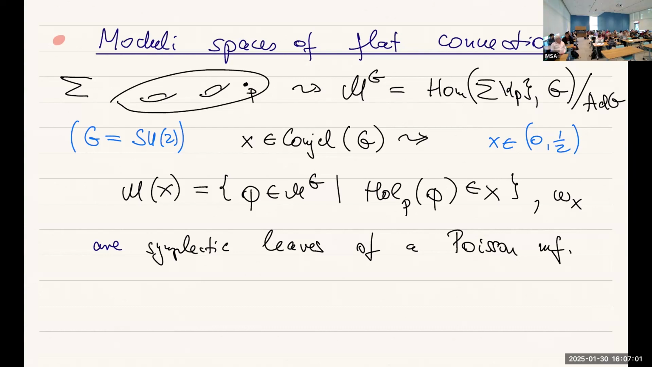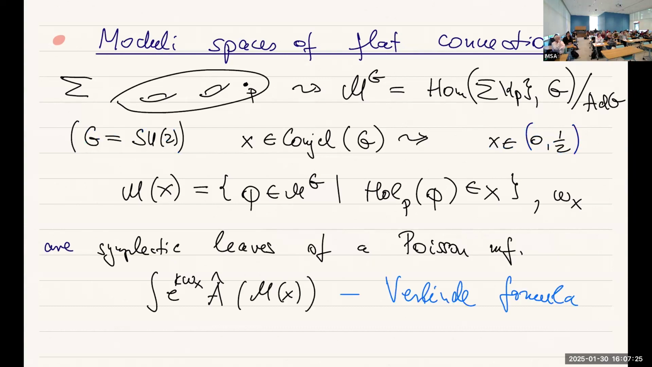Question. What is the Poisson manifold? Oh, the original one, the M_G. Also, you said there is a Poisson structure. That's why I said this is the Poisson manifold, and these are the leaves. I see. Okay. So I said a Poisson manifold. That was a mistake. Yes, sorry. You're right. It's this Poisson manifold. Okay. So that's sort of the basic setup, but we're still interested in the topology of these spaces.